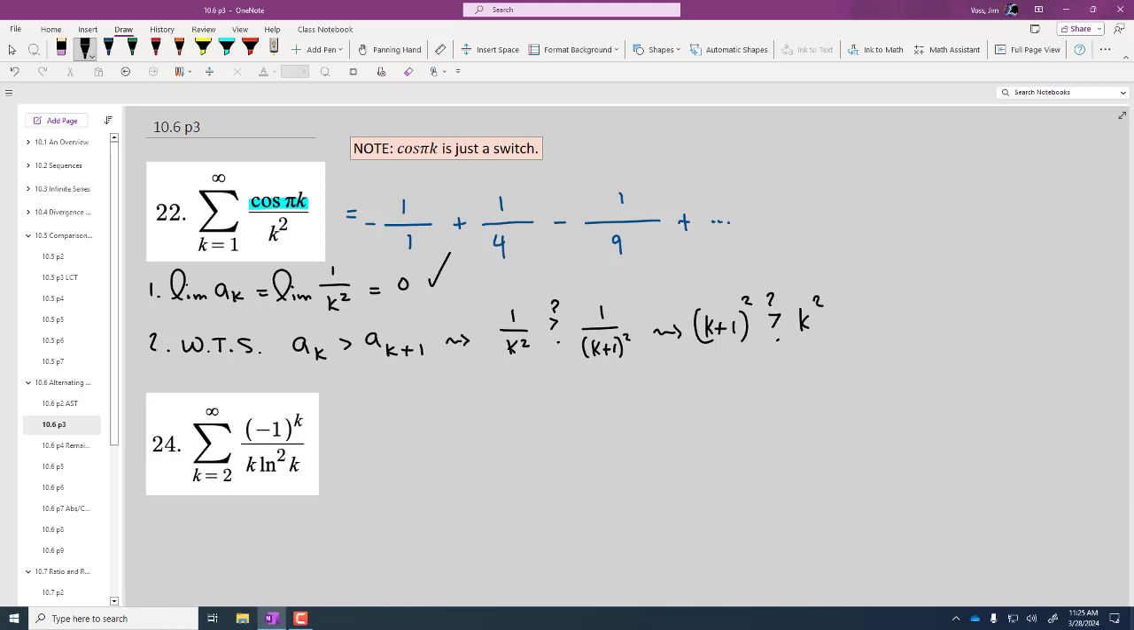We take the square root of both sides. Again, all these k's are positive. There's no funny business going on. We can take square roots. And if we want to get all the way down to the numerical inequality, that is true. So that checks, therefore converge. So alternating series test, pretty straightforward.